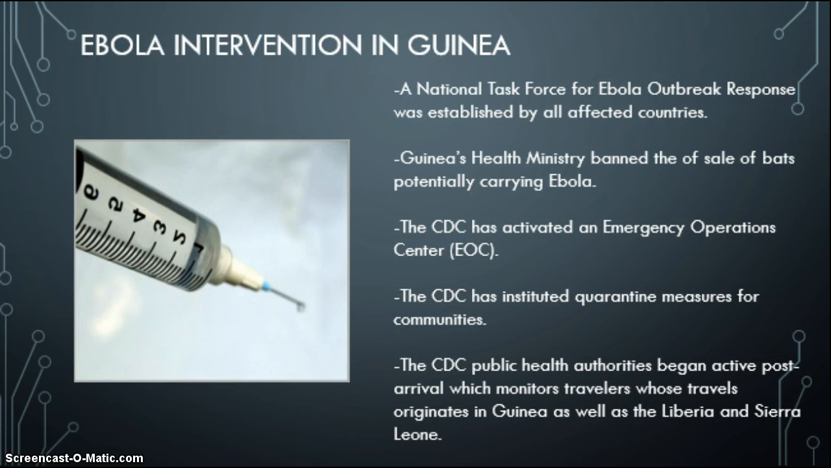Ebola intervention in Guinea. The World Health Organization 2014 gives this account of action taken to control Ebola in Guinea and other infected countries in the Ebola virus disease outbreak response plan in West Africa. All affected countries have established a national task force for Ebola outbreak response, and several governments have declared the Ebola virus disease epidemic a national health emergency.